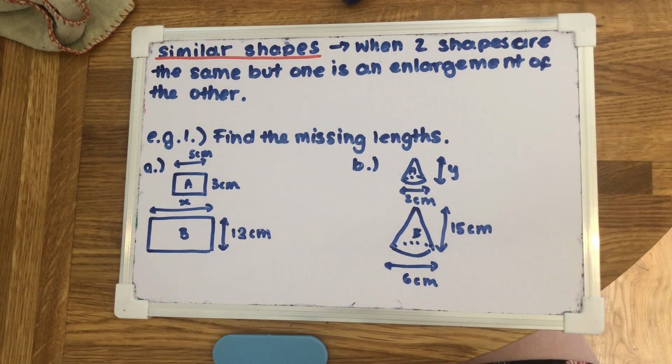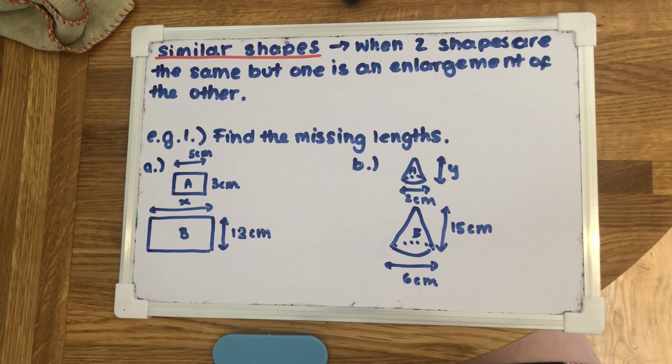It's slightly different to congruent. If you had congruent shapes, that means that they're identical in every single way, including the size. This is similar to that, but rather than them being exactly the same length, for example, they can be an enlargement of the other, but the angles do remain the same. That's really key that you remember that. It's just the lengths or the heights of things that will change.